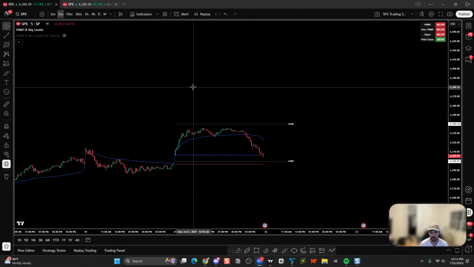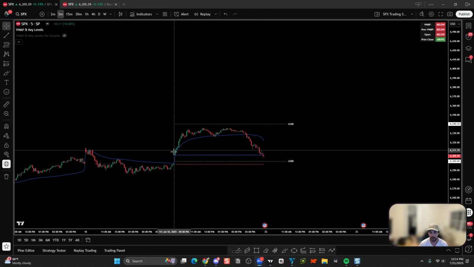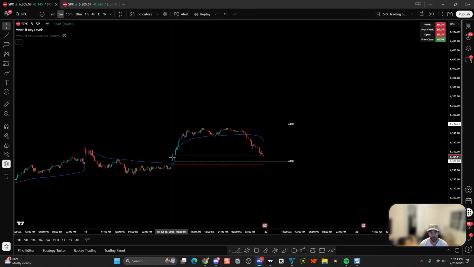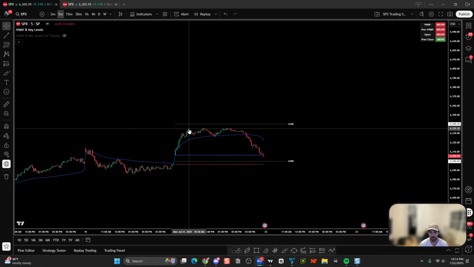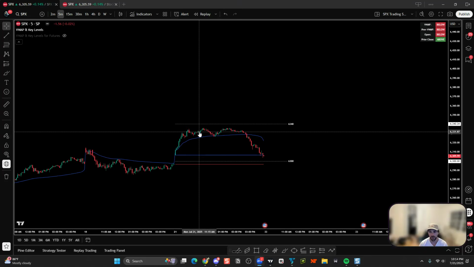So going back to the price chart real quick, just seeing how things played out. Again, we gapped up a little bit above 6,300, then really just a parabolic move straight up that kind of fizzled out, not quite at 6,340, but close enough amongst friends, right?